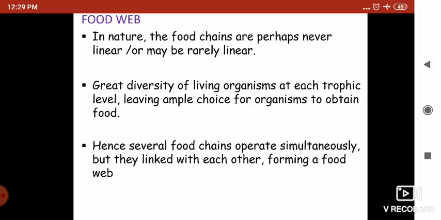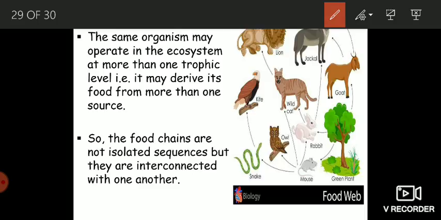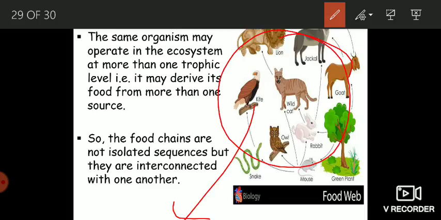So you can say that in natural ecosystems, several food chains operate simultaneously. You have a number of food chains operating at the same time, but they are interlinked with each other and they form a food web. Here you can appreciate why food webs come into being in natural ecosystems by looking at this simple image.